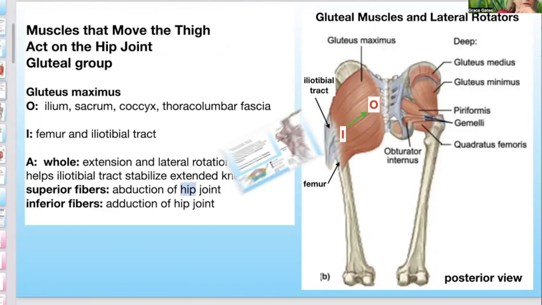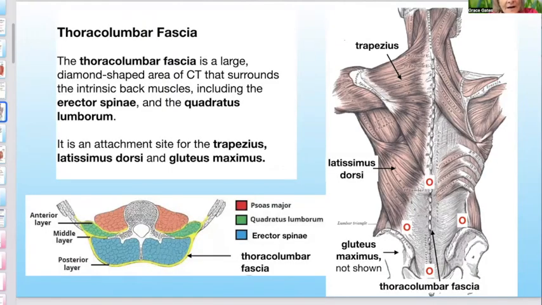So that's interesting. I mentioned thoracolumbar fascia. What is it? It is a large diamond-shaped area of connective tissue that surrounds the intrinsic back muscles, including the erector spinae and the quadratus lumborum. It's an attachment site for several muscles, for the trapezius, the latissimus dorsi, and the gluteus maximus.